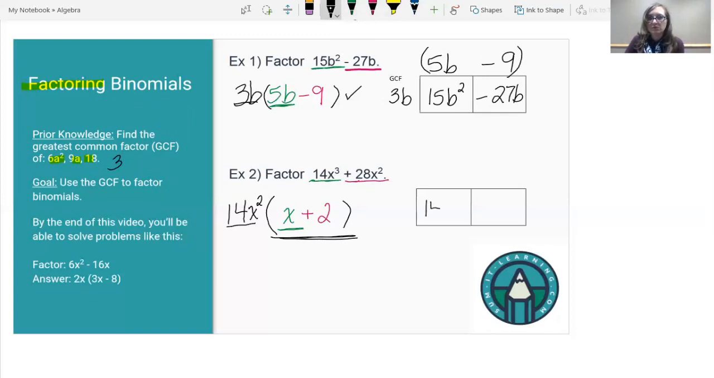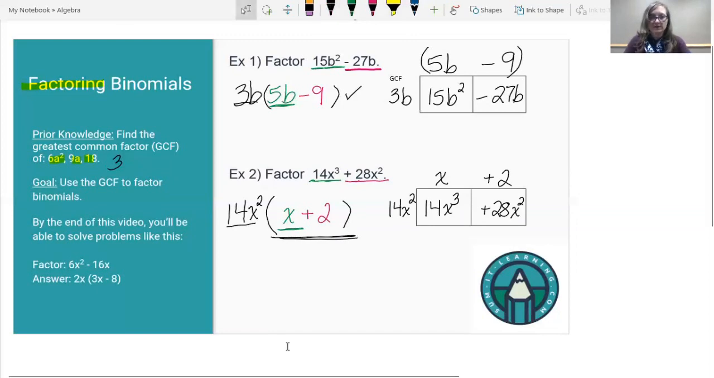So we copy the original problem, and then we're essentially just undoing it when we factor it, undoing the multiplication. So our greatest common factor, we write out the 14x squared. And then we know that 14x squared times x will give us 14x cubed. And then we know that 14x squared times positive 2 equals 28x squared. So that's how to do that.